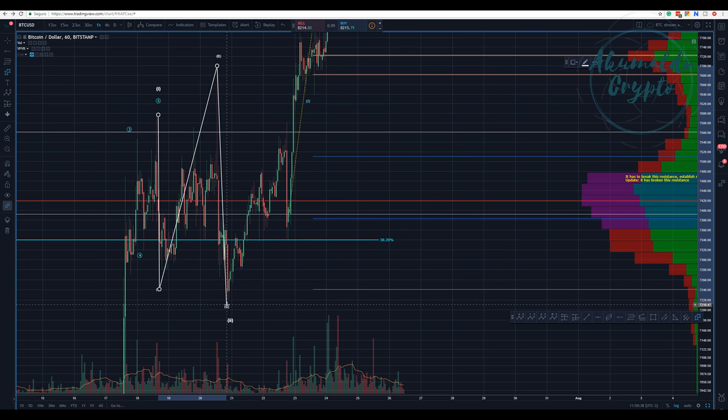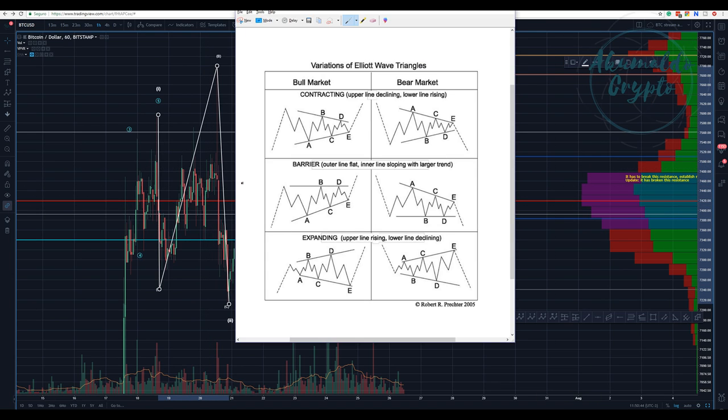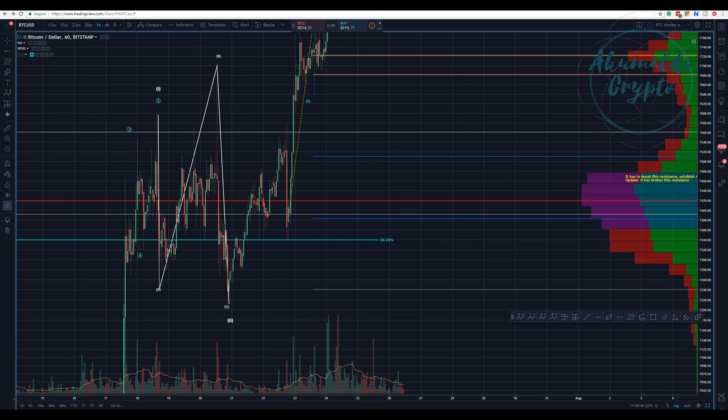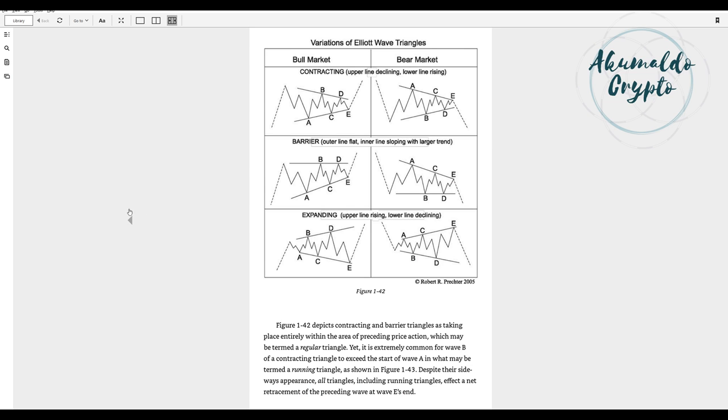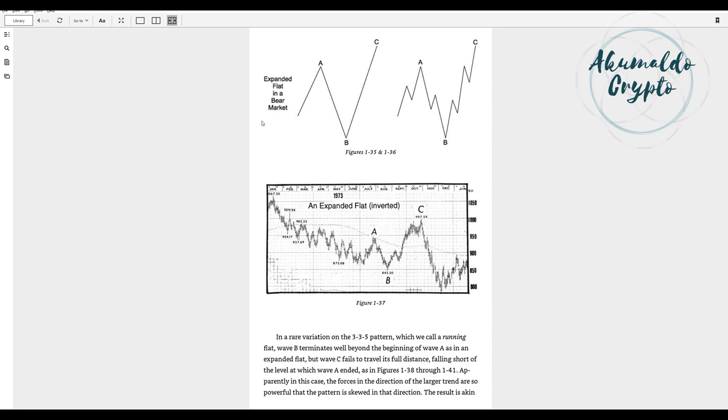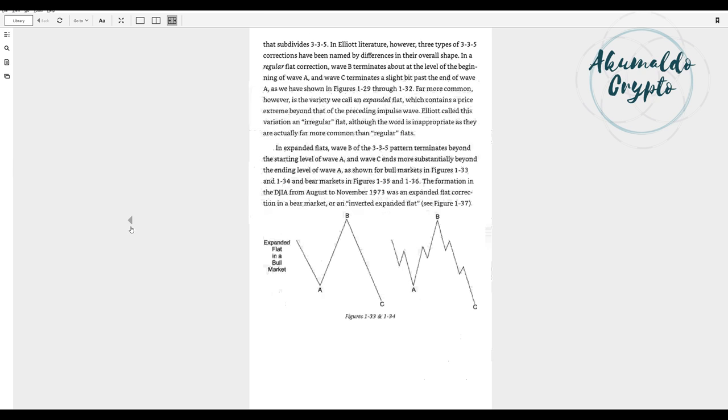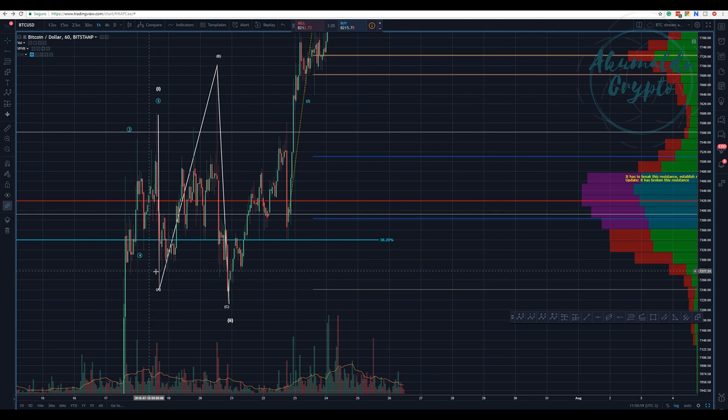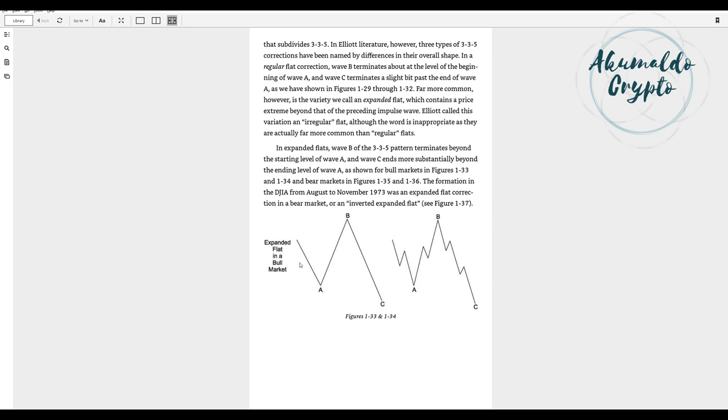We have a flat correction, okay? A, B, C, we have this. Let me show you. Oh, sorry, guys. Let me get the book here. Okay, this is a flat, this is a bear. Okay, we have this. Not exactly this, but yes, we have exactly this. Expanded flat in a bull market.